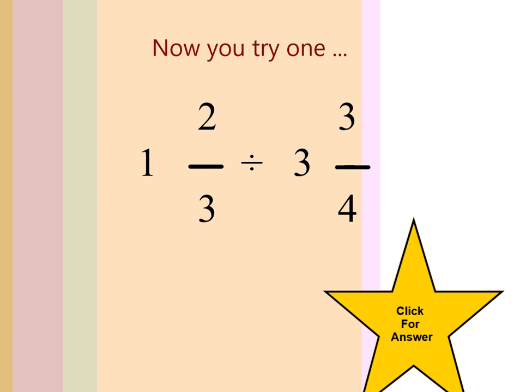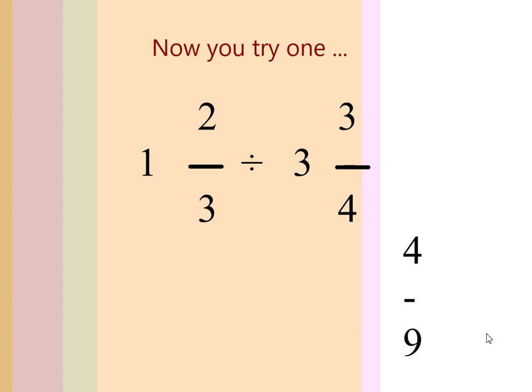So you're going to try this one on your own. Write this in your math spiral. Follow the steps that you have in the other example and pause the video and check back when you're done. If you did this correctly, you should have gotten 4/9.